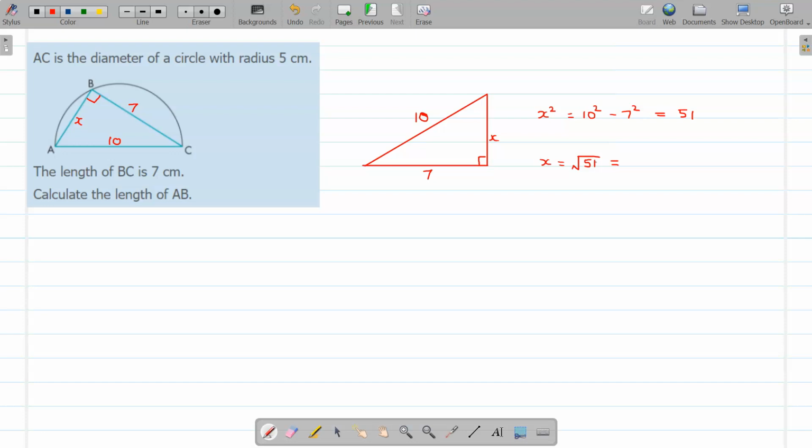Now, if you put that in the calculator, usually we would give this to 3 significant figures, and that would give me 7.14, and it's a length, it's centimeters, so 7.14 centimeters to 3 significant figures. And that's the answer to that question.